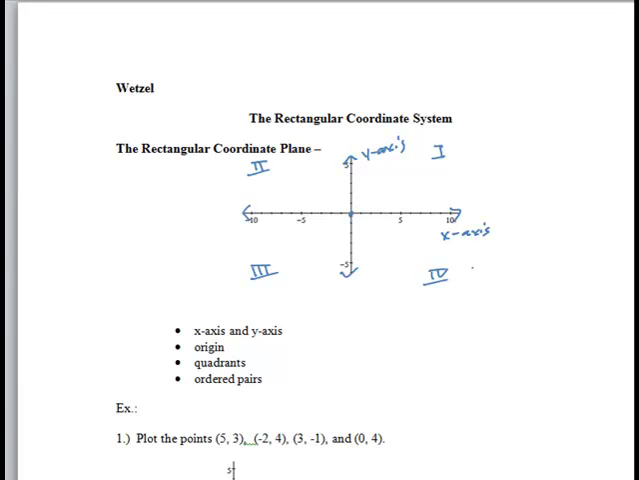So in order to plot a point, we use something called an ordered pair. An ordered pair is two numbers in a set of parentheses, separated by a comma. The first number is your x-coordinate, followed by the second number, your y-coordinate. For instance, the origin is simply the point (0, 0). X is equal to 0, y is equal to 0.